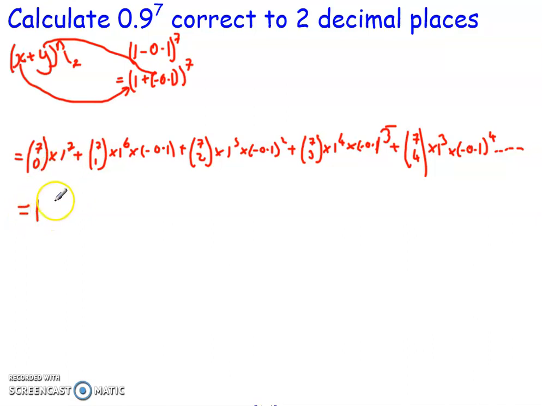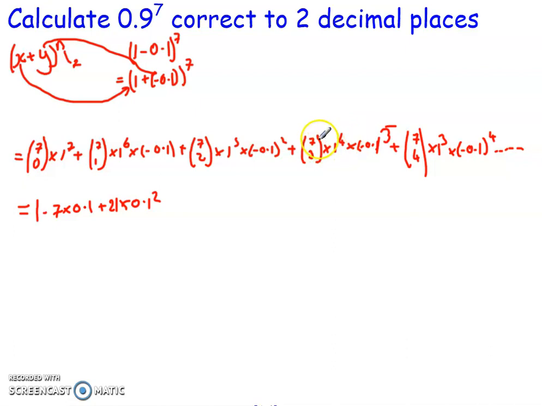So I end up getting 1 for the first term. My 7 gives me 7. And I've then got 1 to 6, which is just 1, times negative 0.1. So it's then going to be 1, take away 7, times 0.1. This one here, 7, 2 is going to be 21. And I've got negative 0.1 squared. Now that's the equivalent of 0.1 squared, because the negative will go away. So that's then plus 21 times 0.1 squared.